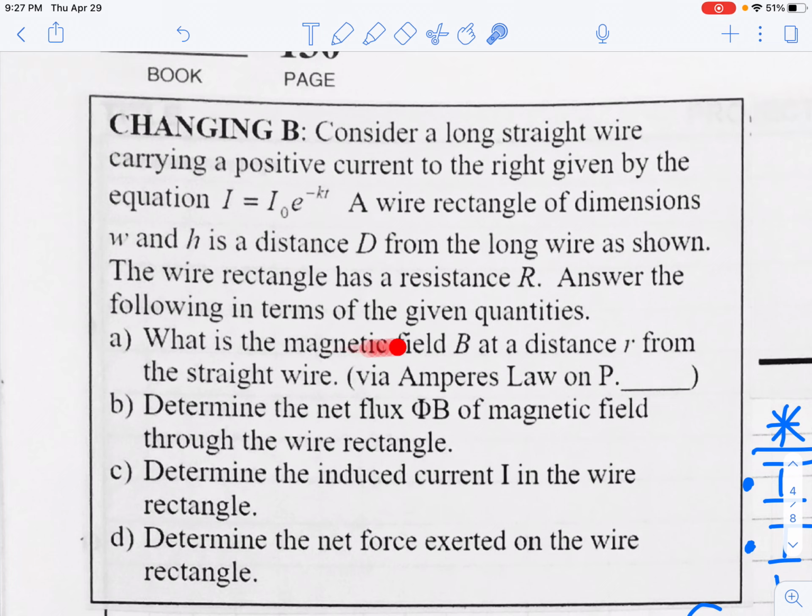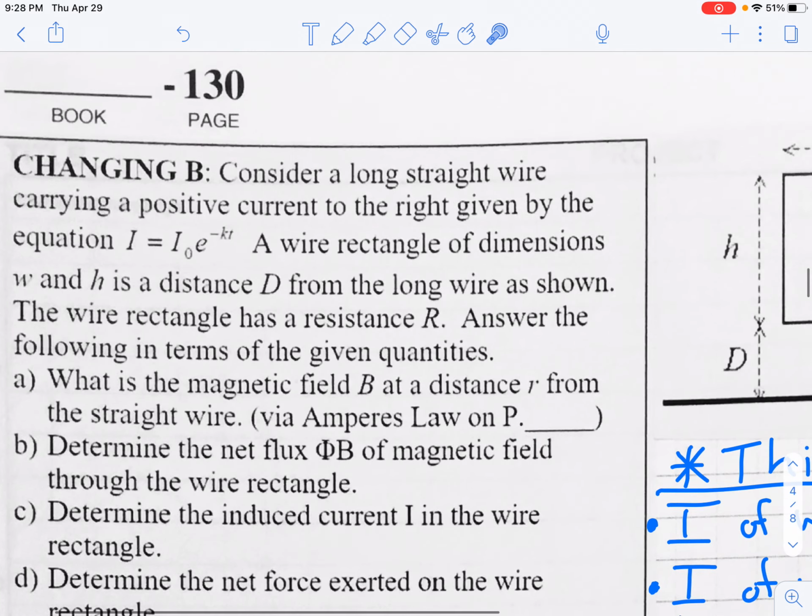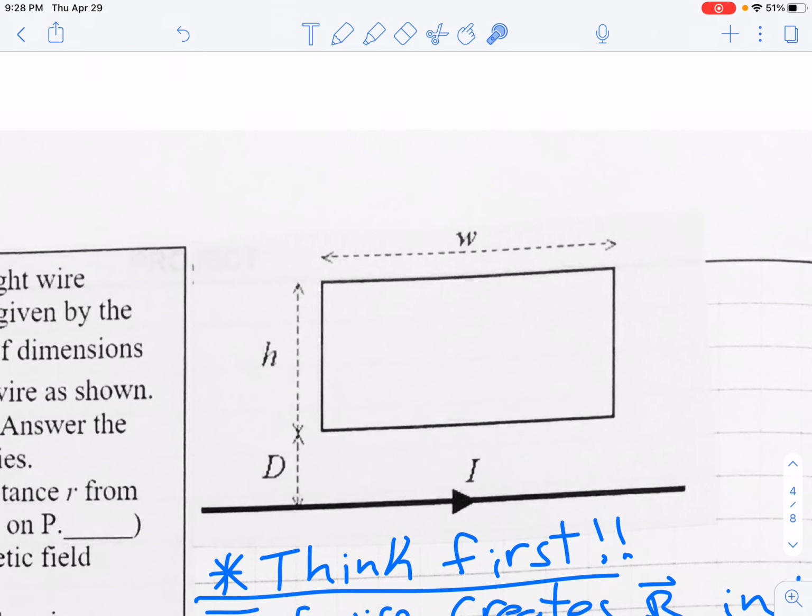So what's the magnetic field at a distance from the loop? We did this in Ampere's law in the magnetic unit. Figure out what page you did this in your notebook, Ampere's law, for the magnetic field from a long straight wire. Write that page in here so you can refer back to it if you need. First thing I would do with this, though, before we get too involved with the questions, is think about the situation first, okay?